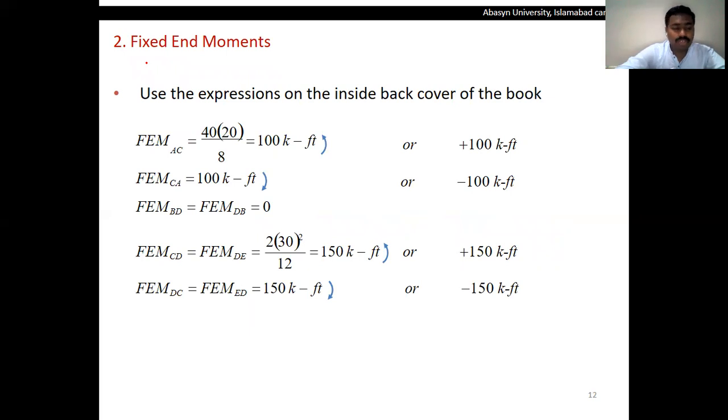Once we know the number of degrees of freedom, we directly shift towards the calculation of the fixed end moments. For fixed end moments, I have told you that we will follow the inside cover of the book of R.C. Hibbeler's Structural Analysis. From there, we can calculate the fixed end moments directly with the help of the formulas or the tables by looking at the conditions of the loading.